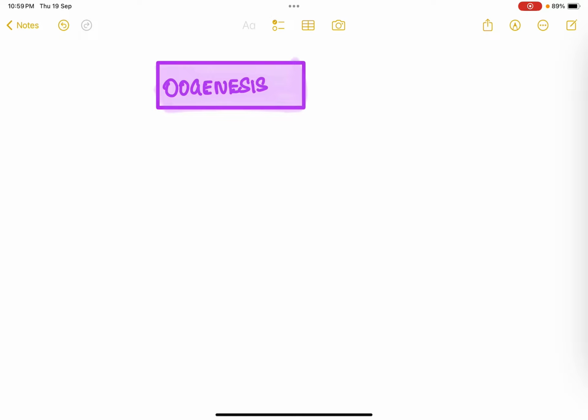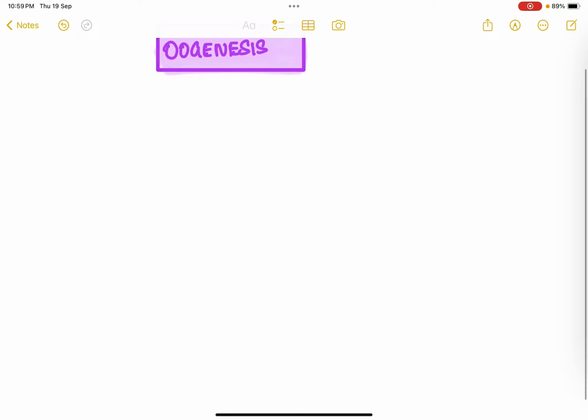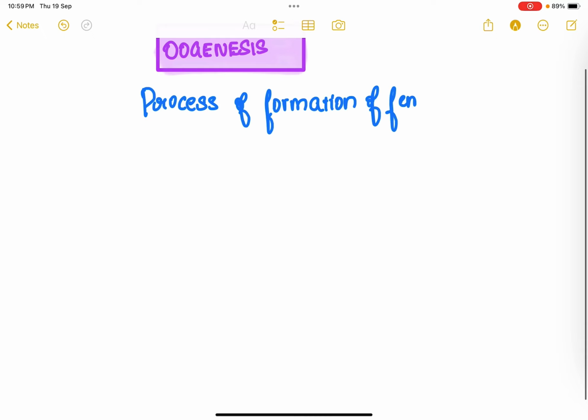So what do you mean by oogenesis? Oogenesis is nothing but the process of formation of the female gamete. And the female gamete is the oocyte. So the process of formation of the female gamete, which is the oocyte, is termed as oogenesis, and this process is going to begin in the intrauterine life.